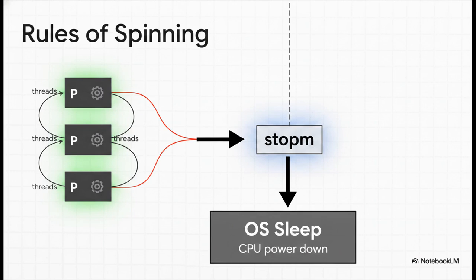So to keep this all balanced, Go strictly limits the number of spinning threads to exactly half of the busy processors. This is the crucial guardrail that prevents extreme CPU waste in programs that are truly idle. If a thread spins for a while and still finds absolutely nothing, it finally concedes. It calls a function named stopm to park the actual OS thread, using a futex system call to officially go to sleep and stop chewing up the CPU.